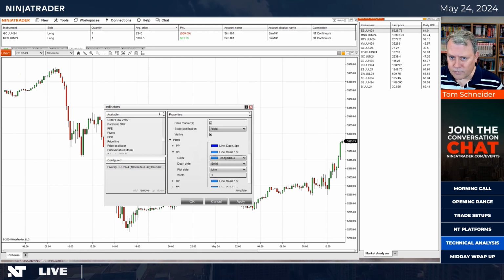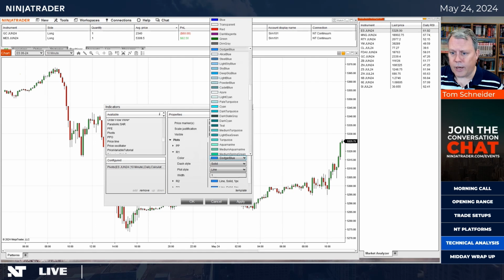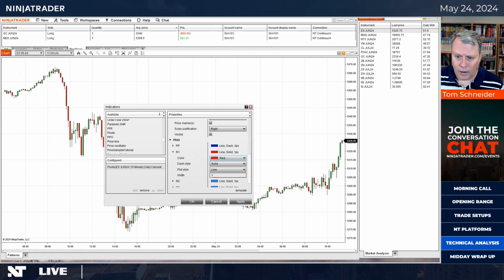Now, R1, R2, R3, those are the top pivots. Those are the pivots that come on top. I like to have them as red because R stands for resistance. And while any line can act as support or resistance, from their placement around the middle point, if they're on top, that's downward pressure, that's bearish, that's red in my mind.